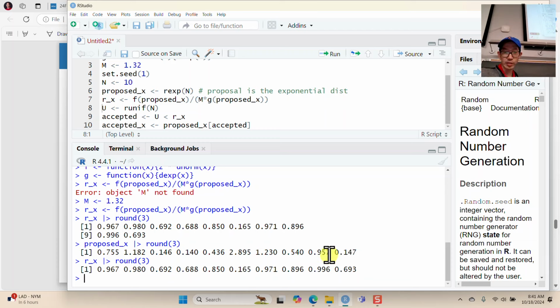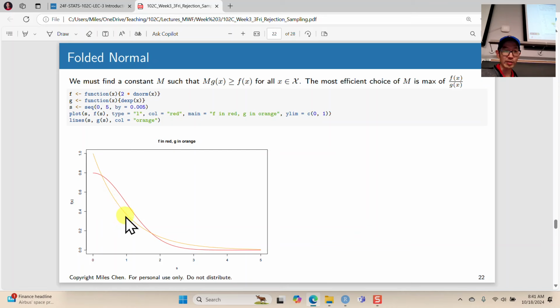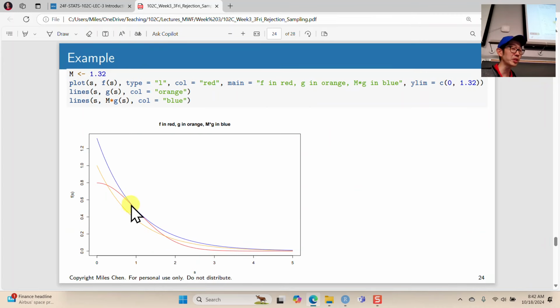Whereas values like 0.957, values around 1, get accepted almost 100% of the time. Because when you compare these, the normal distribution produces values around 1 more frequently than what the exponential distribution does on its own. So what we've done is scale up the exponential distribution up to here, and so we can see that the acceptance ratio right around 1 is going to be at 100%.